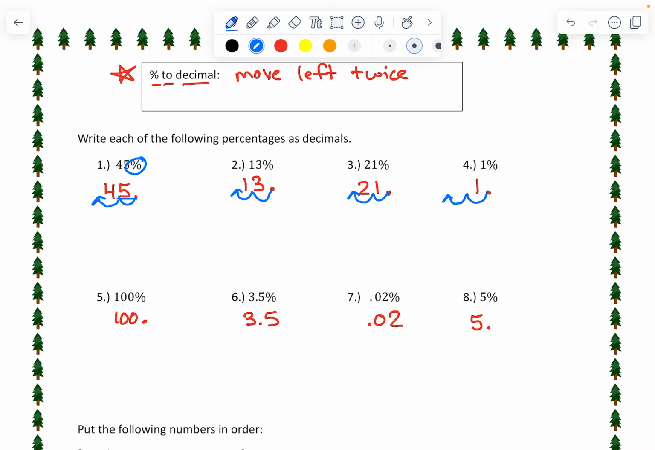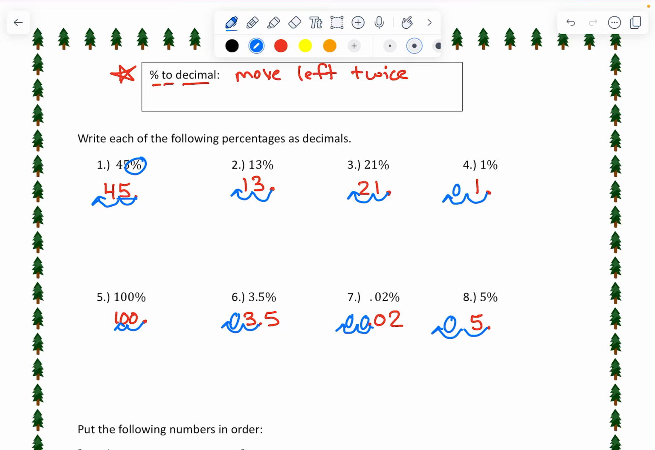And if you remember, anything that's open, we drop a 0 in. 1, 2. 1, 2. Drop a 0. 1, 2. Now you gotta drop 2 zeros. 1, 2. Drop 1 0.